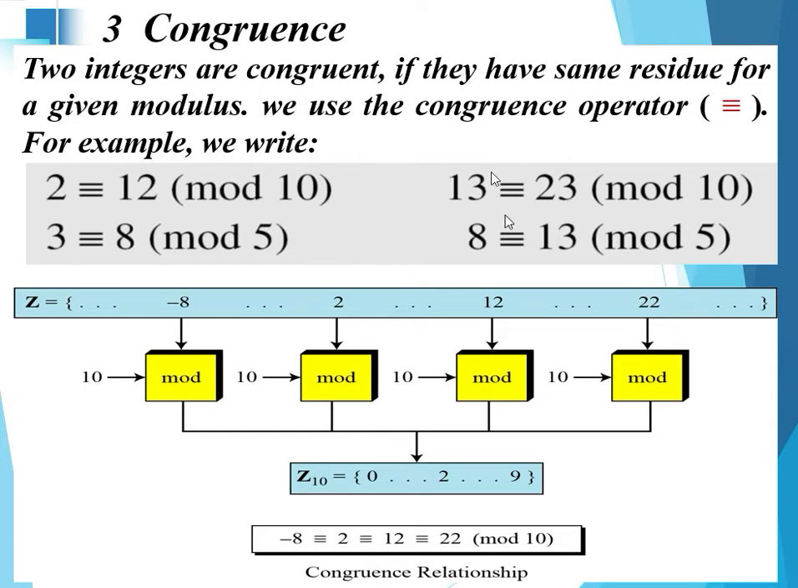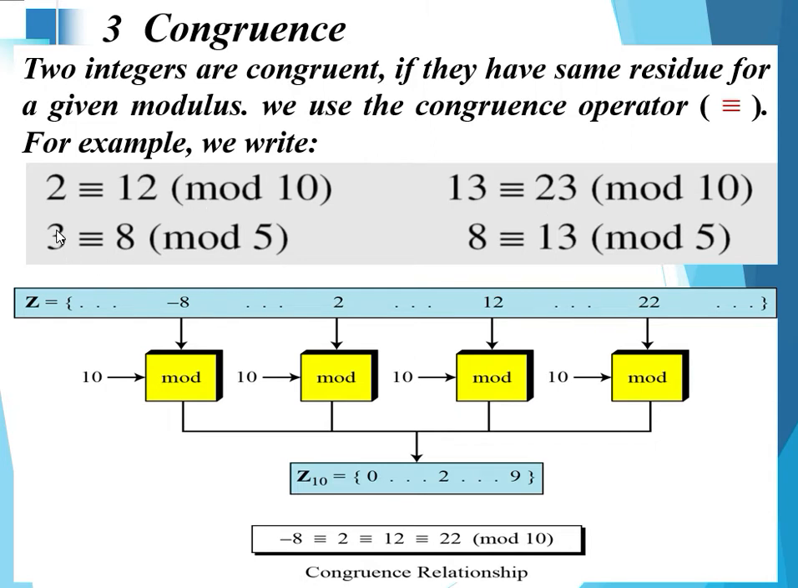Similarly, we will see the other example. 13 is congruent to 23 mod 10. Now if we check 13 mod 10, what happens? 10 into 1 is 10, the remainder is 3. Similarly, we perform 23 mod 10: 10 into 2 is 20, and 3 is the remainder. In the second case also the remainder is the same. We can say that 13 is congruent to 23.